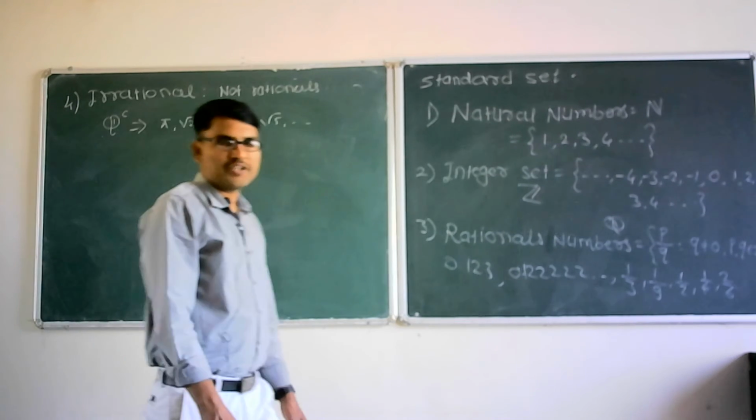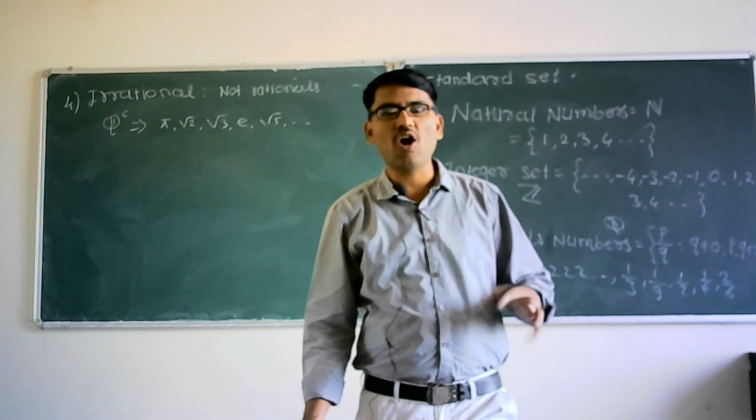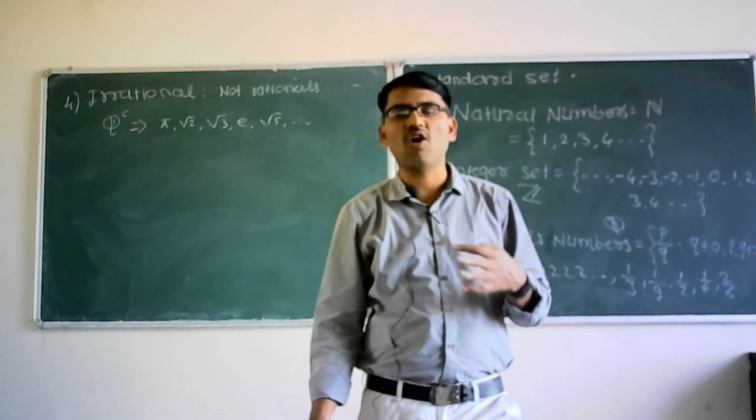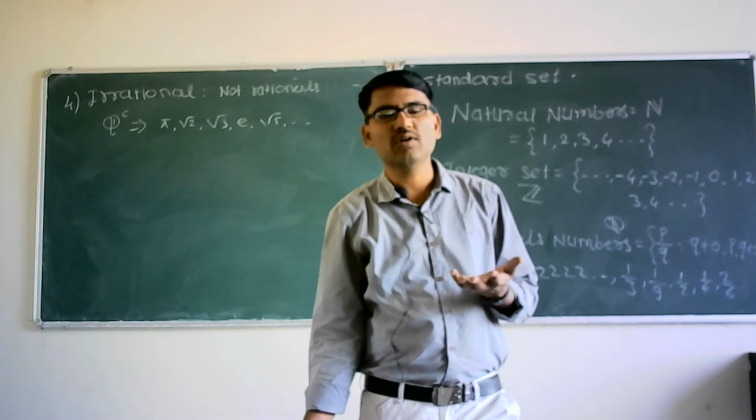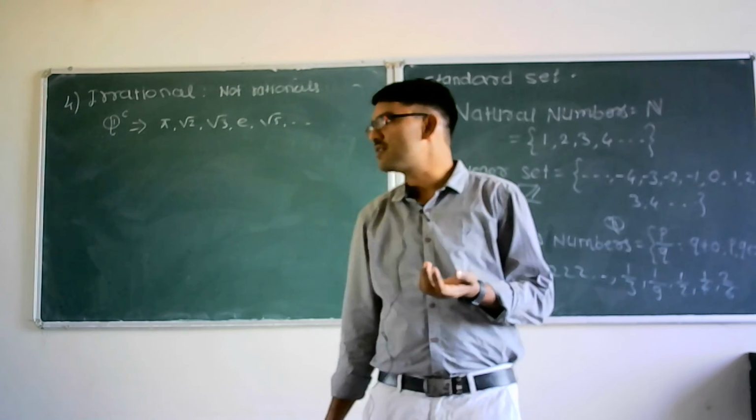And the second definition: a non-terminating, non-repeating decimal fraction. A non-terminating and non-repeating decimal fraction is also called an irrational number.